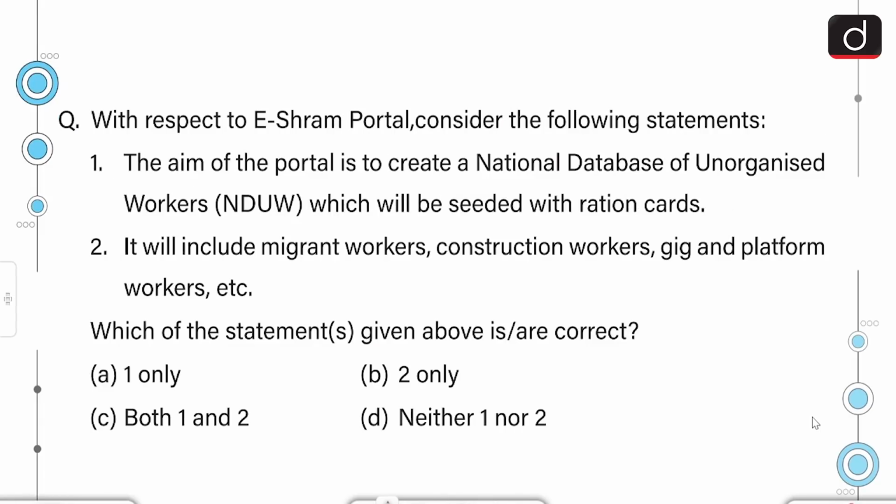Moving on. With respect to the E-Shram Portal, consider the following statements. The aim of the portal is to create a national database of unorganized workers which can be seeded with ration cards. It will also include migrant workers, construction workers, gig and platform workers. We have to select the correct statement. The first statement is not correct because the database should be seeded with Aadhaar card. Second, it will also include, apart from construction workers and migrant workers, the gig and platform workers as well. So B is the correct answer.